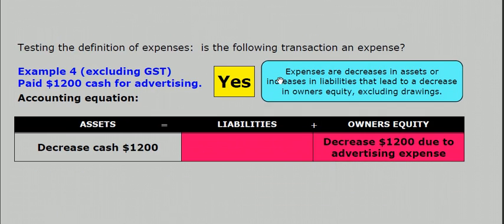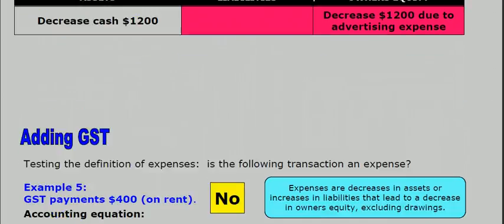Here's another example. Once again, we've excluded GST. Paid $1,200 cash for advertising. The business has advertised its services, paid $1,200 cash. That would lead to a decrease in the asset cash, which is part of the definition, and it also leads to a decrease in owner's equity because advertising is an expense. So this transaction does meet the definition of an expense: a decrease in an asset which has led to a decrease in owner's equity. Advertising is not drawings, so it meets the definition of an expense.